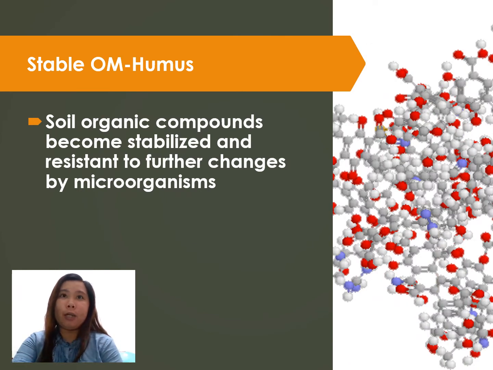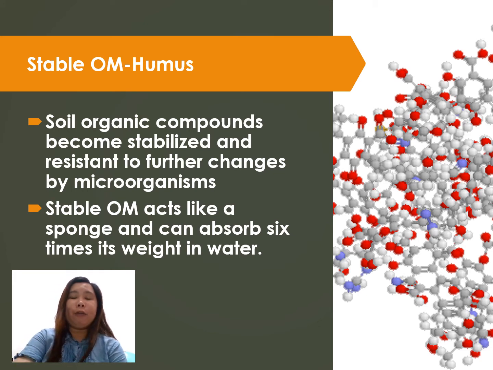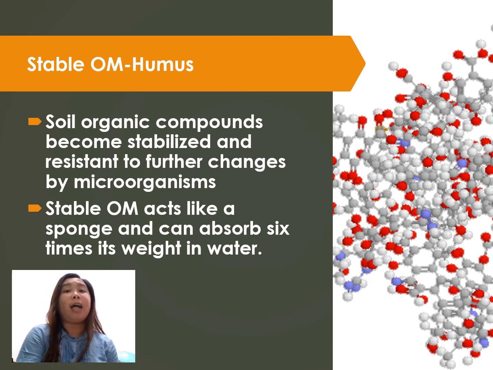The soil organic compounds become stabilized and resistant to further changes by microorganisms. And this part of the organic matter acts like a sponge and can absorb 6 times its weight in water. So if you can remember our discussion on the organic colloid, that is actually the humus.